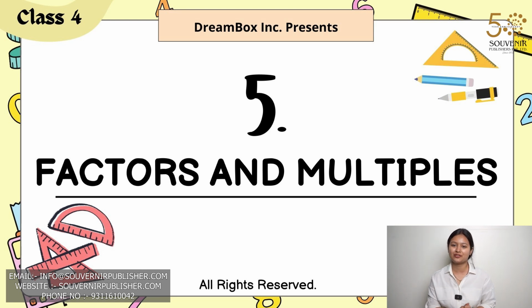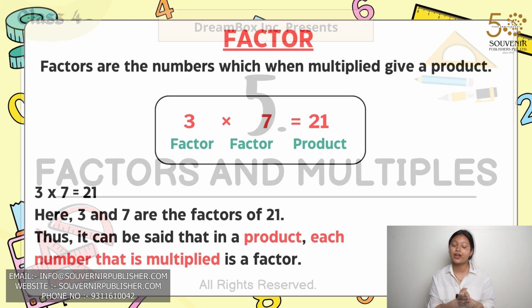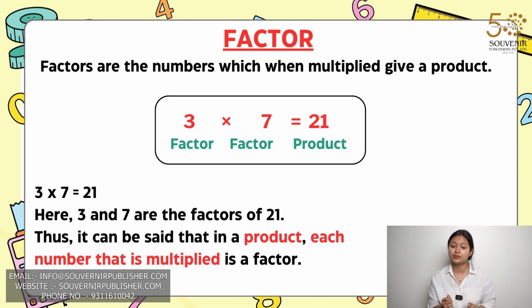Today we are going to start with chapter number 5, Factors and Multiples from your book Maths Wizard. So let's begin. Factors. Factors are the numbers which when multiplied give a product. Here 3 and 7 are factors of 21. It can be said that in a product each number that is multiplied is a factor.